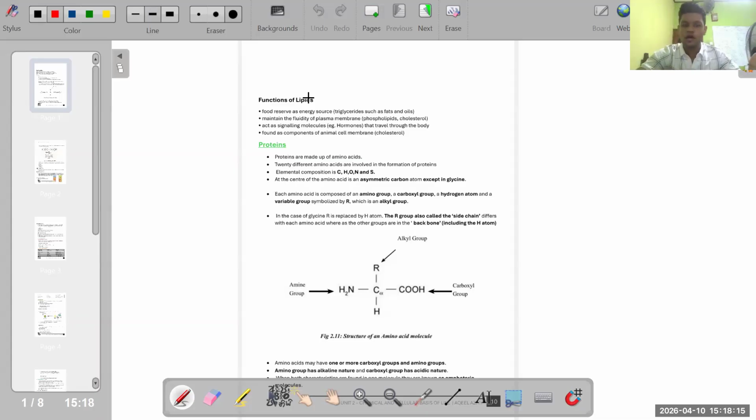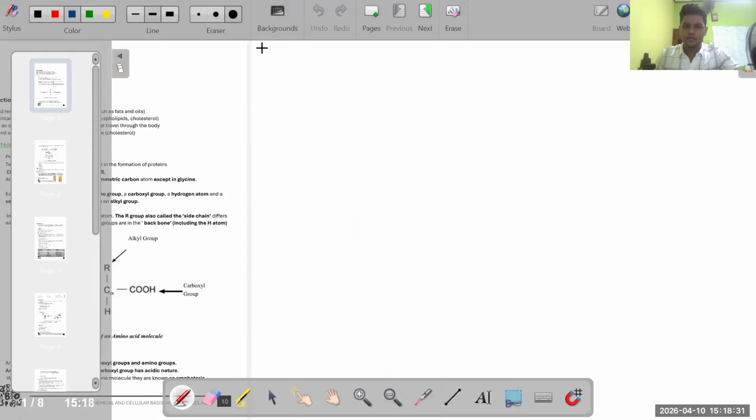Another topic after proteins is nucleic acids. After nucleic acids are done, this organic molecule part will be done, not the whole unit 2. Unit 2 has some more topics. Wait, I'll give you a small idea of what you are studying. So here in unit 2 there are several topics. The first topic which was discussed was about water. What is water? The structure of water and the properties of water were discussed there.